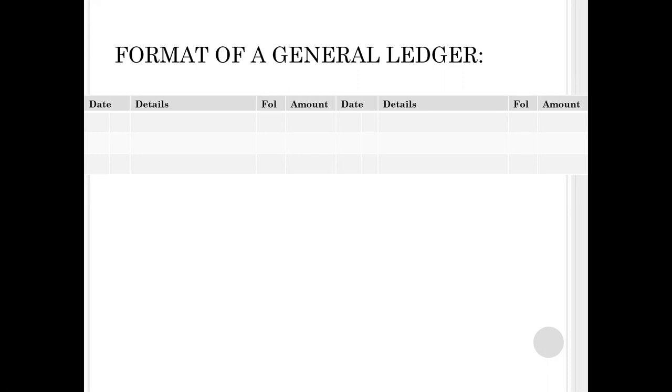Folio column, F-O-L, folio column. We said you don't really use it this year, but if you're going to use it, then you're going to write the abbreviation of the journal that will be involved in the transaction.